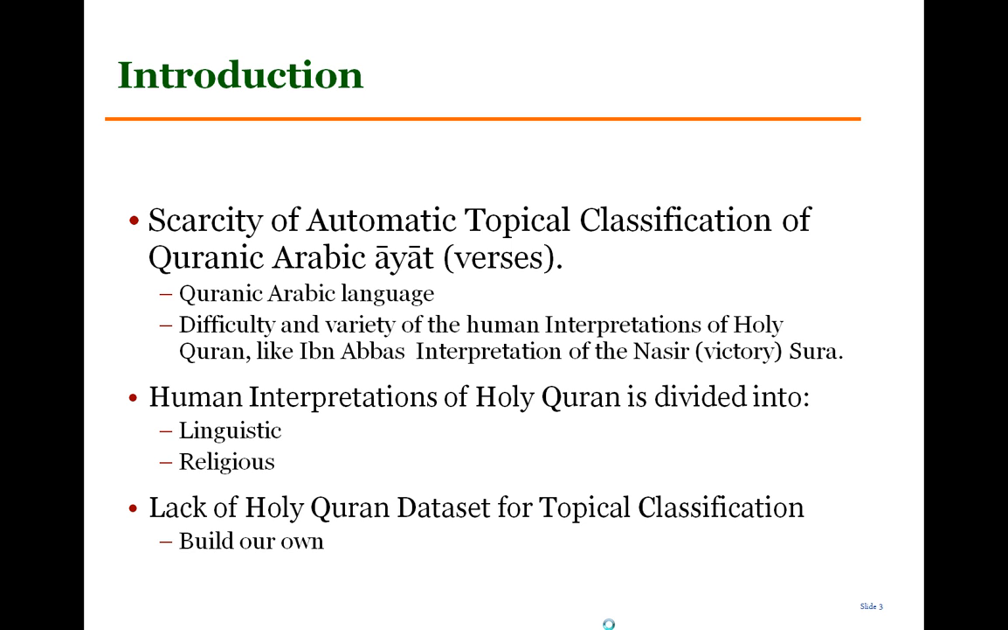Also, we faced another problem in our study. We couldn't find a data set of the Holy Quran that is suitable for topical classification of the different verses, ayat, of the Holy Quran.